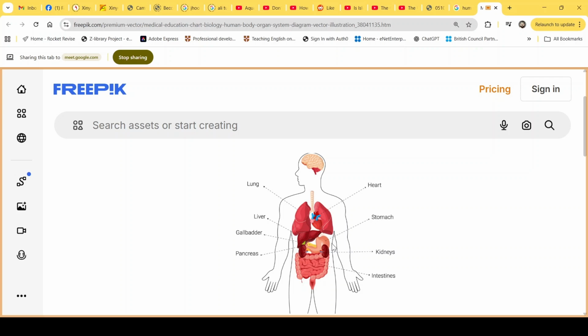Are they with the spinal cord, or apart from the spinal cord? They're not attached to the spinal cord. Okay.